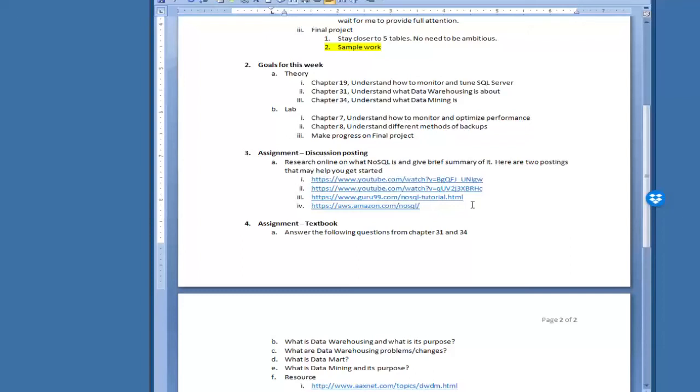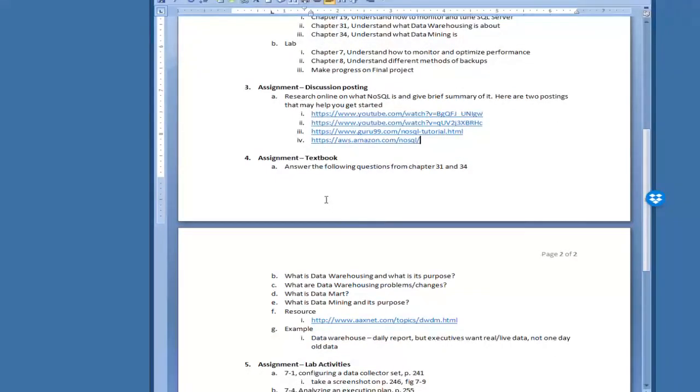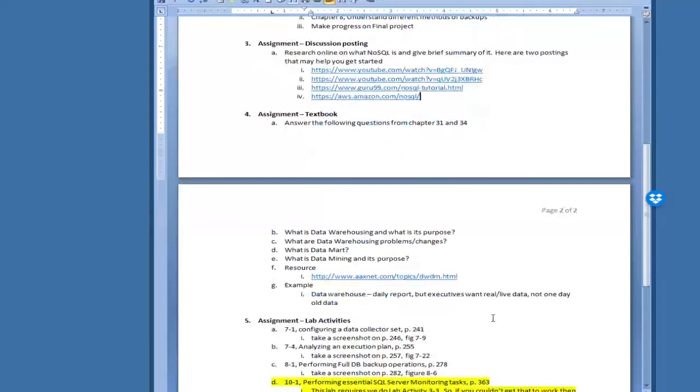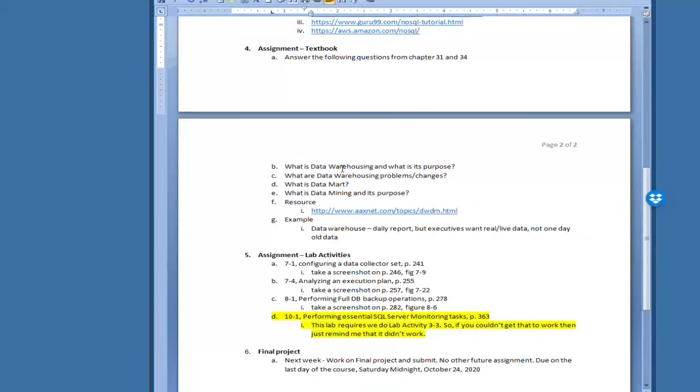Obviously, they're not exhaustive, and I don't have any particular preference for any one of them, or you can look at any other ones you like. But you should be aware of what NoSQL is all about. There are a few questions that I ask you based on your reading of chapters 31 and 34. As I mentioned before, what data warehousing, data mart, and data mining are.